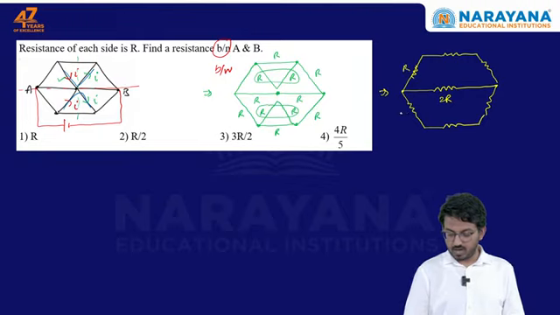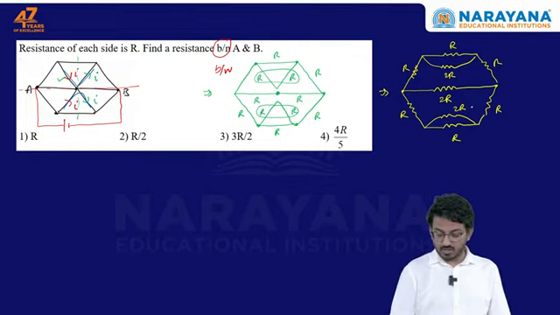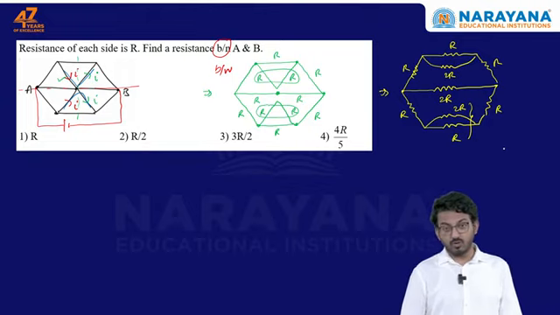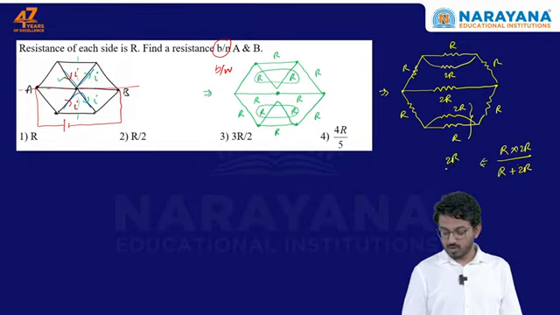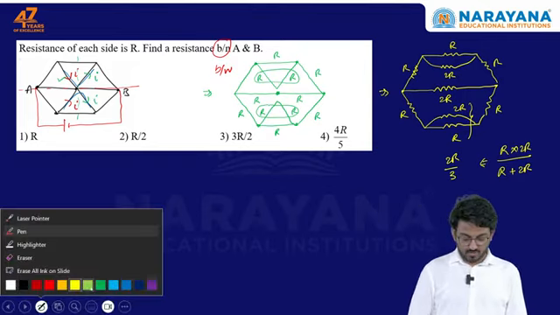So each of these is R, R, R, R, R, and R. This remaining part becomes 2R here and 2R here. So we can go further. Looking at them, these two are in parallel. So the resistance will be R1 R2 divided by R1 plus R2. So R into 2R divided by R plus 2R. This gives me 2R by 3. So this part became 2R by 3 effectively.